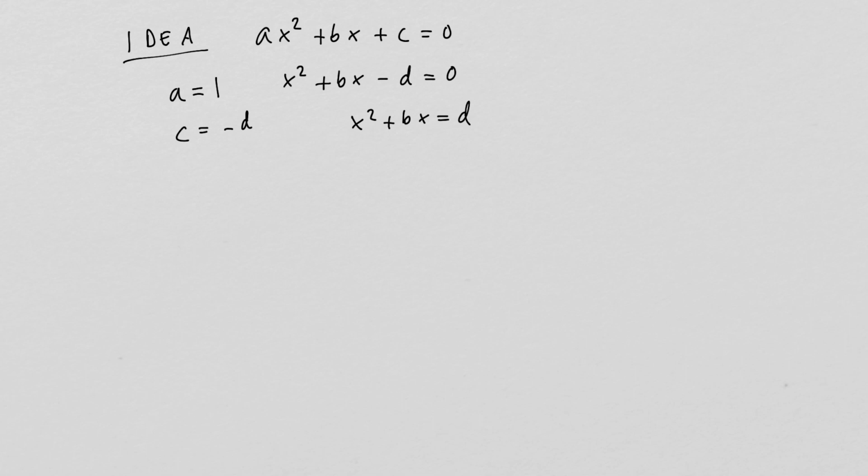Now we could draw some geometric shapes. If we have a square with sides x and x, the area will be x squared. If we have a rectangle with side length x and another side length b, it would have the area bx. Together these areas should be equal to some area d.